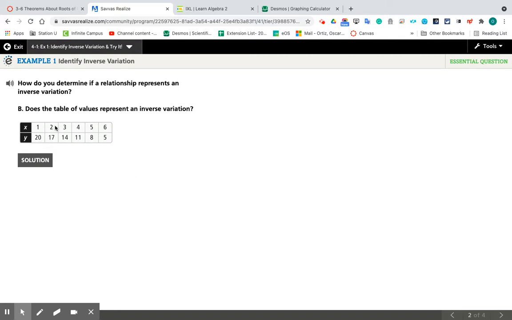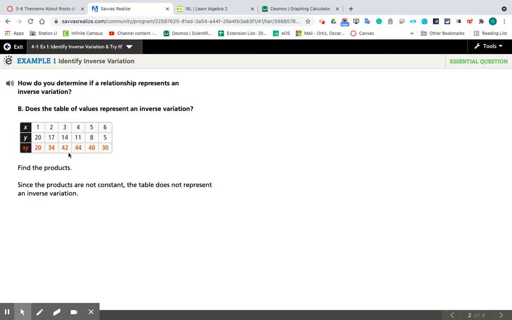So in this particular case here, we do the same. 1 times 20 is not the same as 2 times 17. 1 times 20 is 20, 2 times 17 is 34. So pretty quickly, we can realize this is not an inverse variation. So that's how you can quickly determine if two variables have an inverse variation relationship.